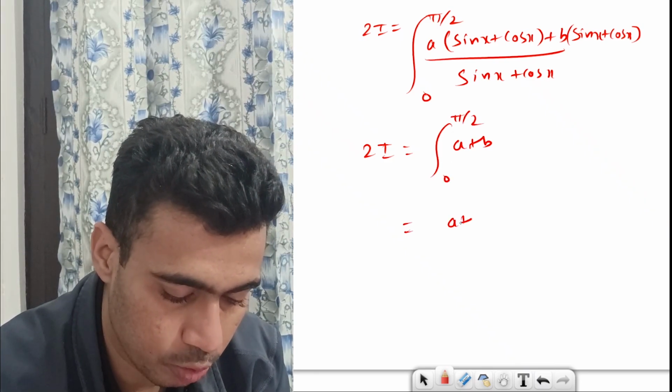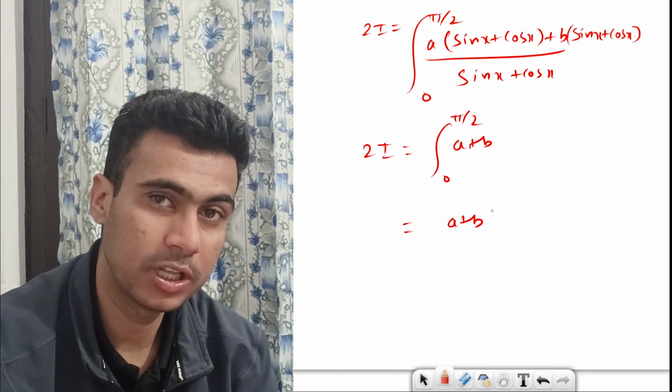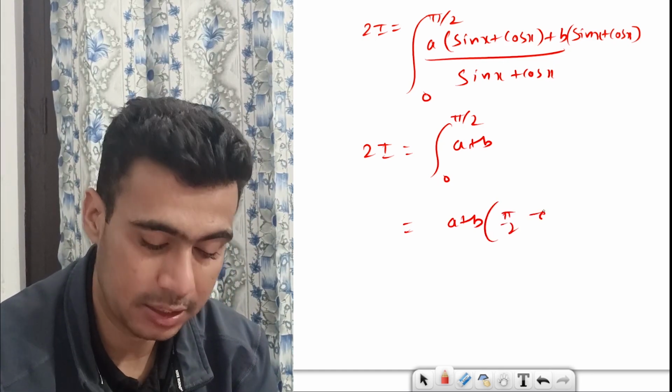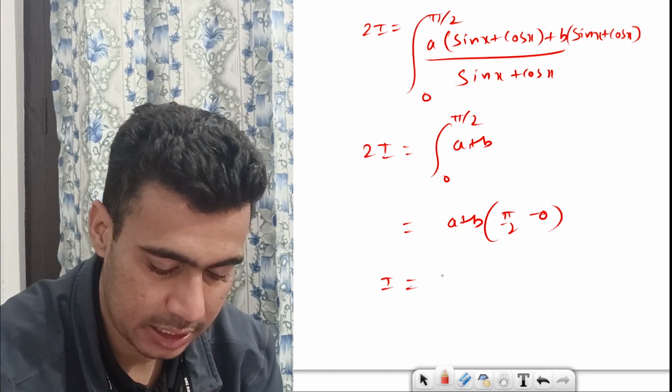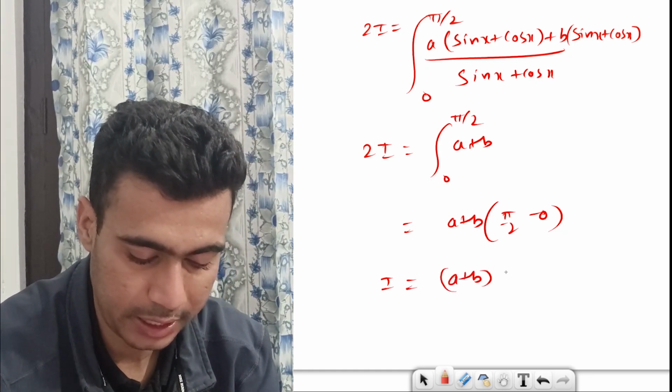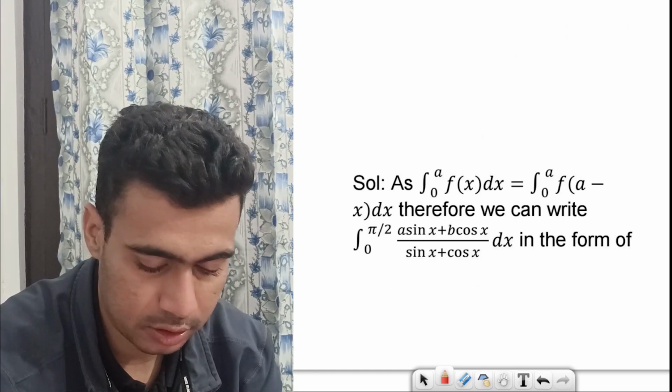And that's from 0 to pi by 2. So you will get (a plus b) x, and in x when you put the upper limit and lower limit, that is upper limit minus lower limit, you get pi by 2 minus 0. And on the left hand side you have 2I, so that goes here, and you will get (a plus b) pi by 4. Fine, so that is all about this question.